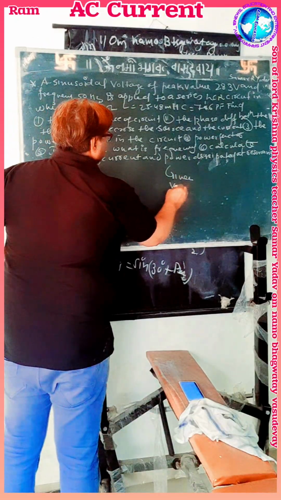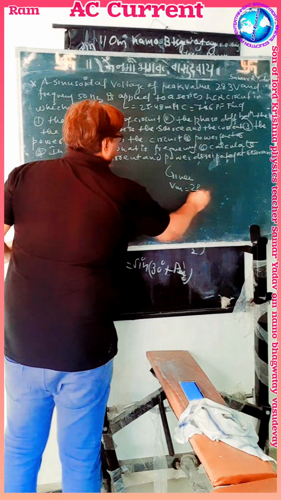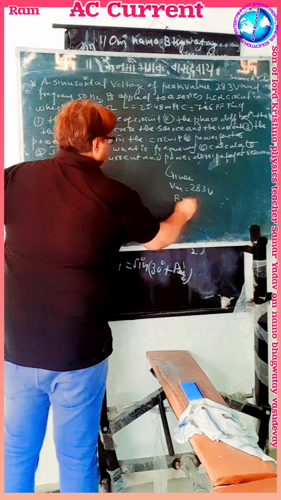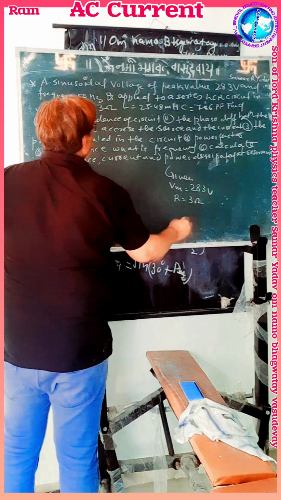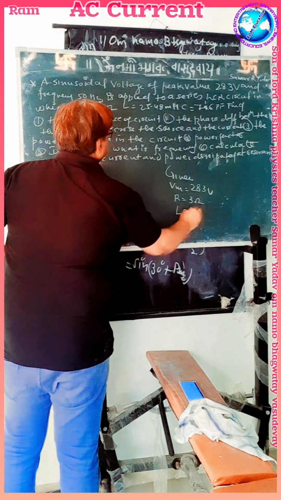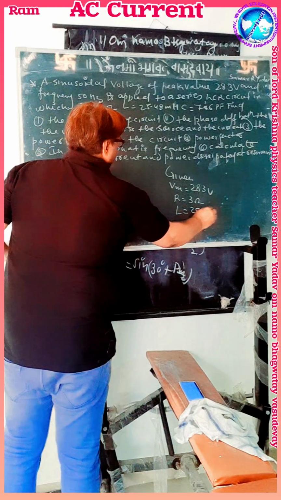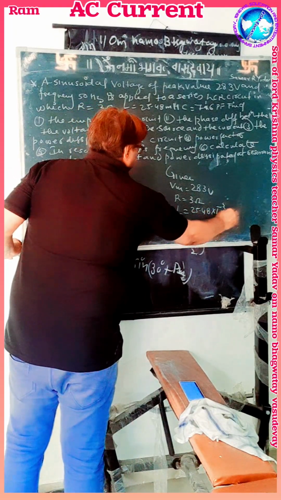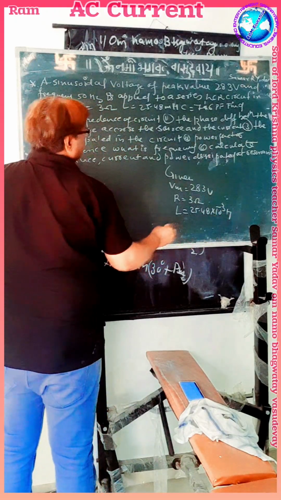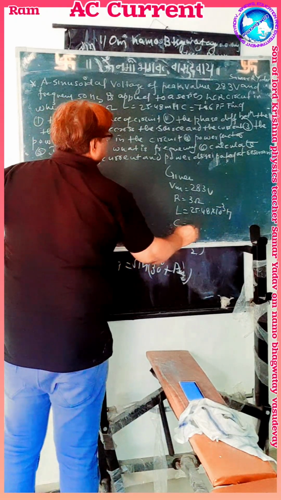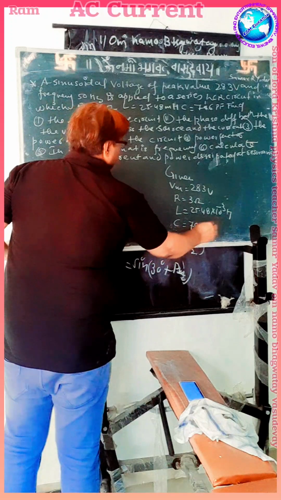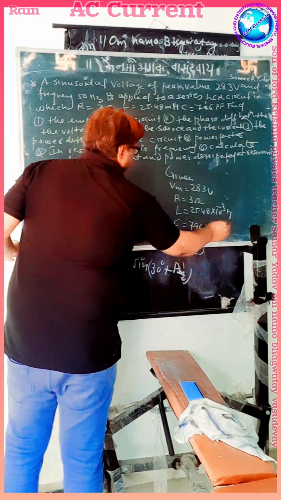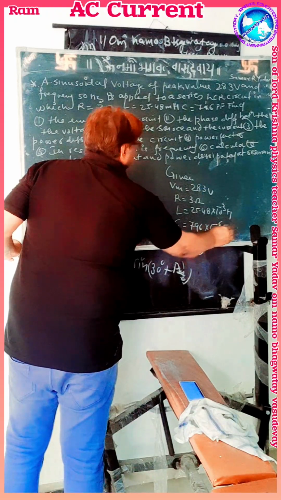Now here given, V is equal to Vm is equal to 283 volt and R is equal to 3 ohm and inductance L is equal to 25.48 millihenry, means you convert into henry, 10 to the power minus 3 henry, and capacitance C is equal to 796 picofarad. Pico stands for 10 to the power minus 6 farad.